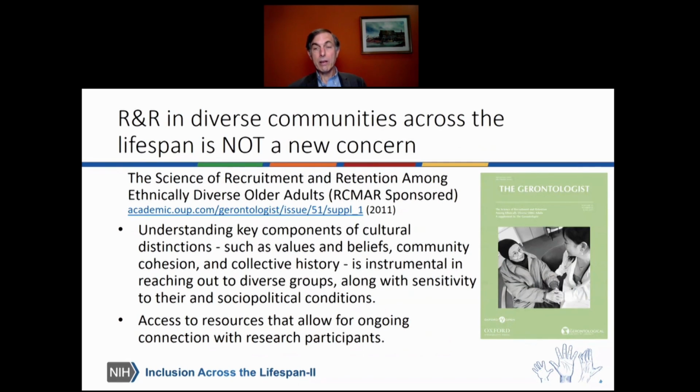In addition, there was a lot of discussion about the need to access resources that allow for ongoing connections with research participants, not just during the time of recruitment and retention, but in between studies, so that a level of trust and engagement is developed with those communities.